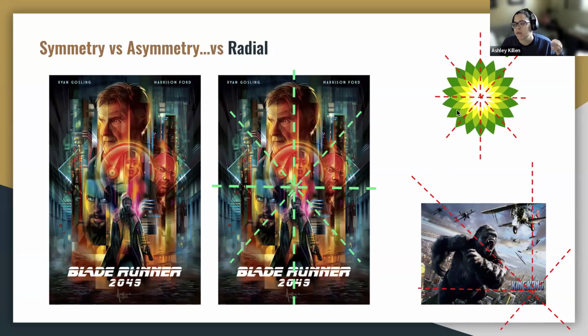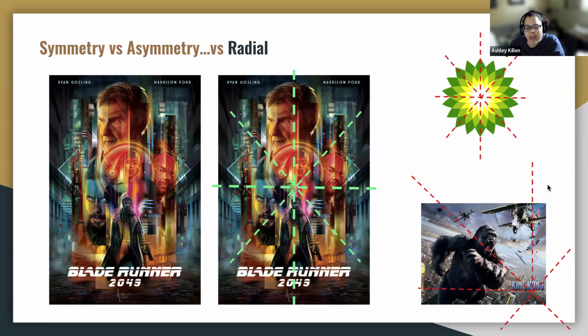Now, like I said, these types of layouts can be found anywhere, not just in movie posters, even though movie posters are a really great example. You could also see them in things like logos, flyers, wherever else. In this BP logo, you can see that the overall icon is not only perfectly symmetrical, but it also has a radial layout. Because if you notice these little flowery graphics, they center around a central point.